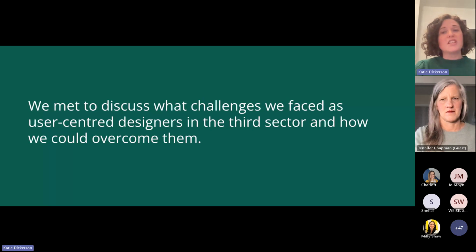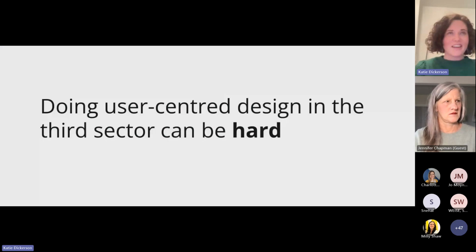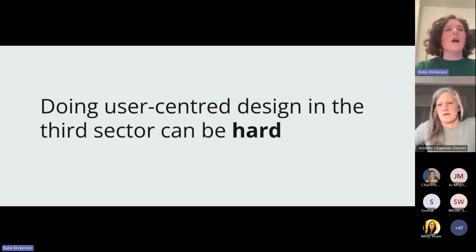So we met to discuss what challenges we faced as user-centered designers in the third sector and how we could overcome them. And some of what I'm going to talk about tonight is going to be things that came out of that session and some of the one-to-one conversations that I had with other designers. But the big theme is that doing user-centered design in the third sector can be hard. And there are a number of different reasons for that I'm going to talk about. Some of them may sound really familiar to you, even if you work in other sectors. They're not all things that are specific to the third sector, but they may be things that are more common in the third sector.